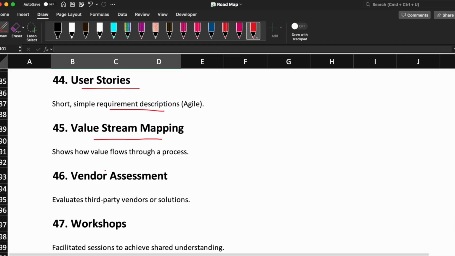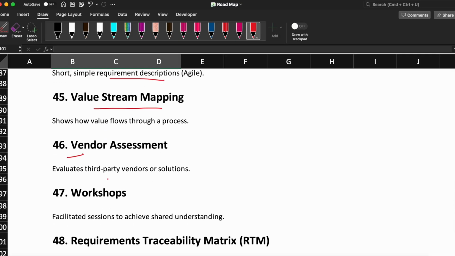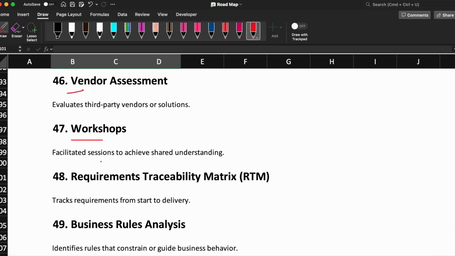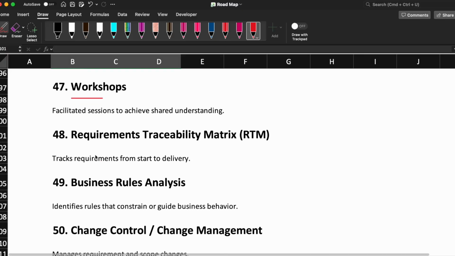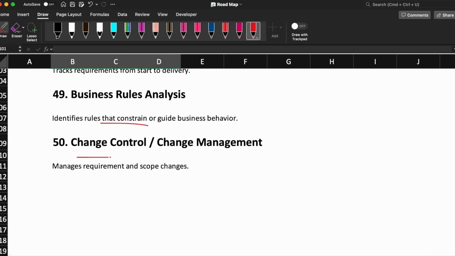Number 46, vendor assessment: evaluates third-party vendors or solutions. Number 47, workshop: facilitates a session to achieve shared understanding. Number 48, requirement traceability matrix, RTM: tracks requirements from the start to delivery. Number 49, business rules analysis: identify rules that constrain or guide business behavior. Number 50, last, change control, change management: manages requirement and scope changes.